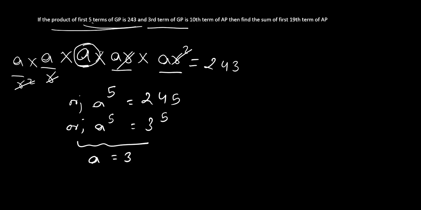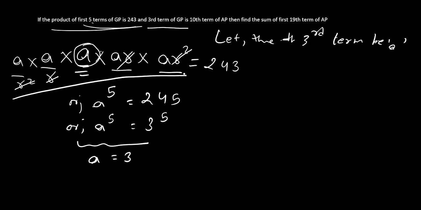Now we have found the third term, okay? Because here we considered, what did we consider? We considered, let the third term be A. We considered the third term as A, and according to the question, the product of the first five terms in the geometric progression is 243. That's how we found out the value of A. So the third term is actually 3. The third term is 3.